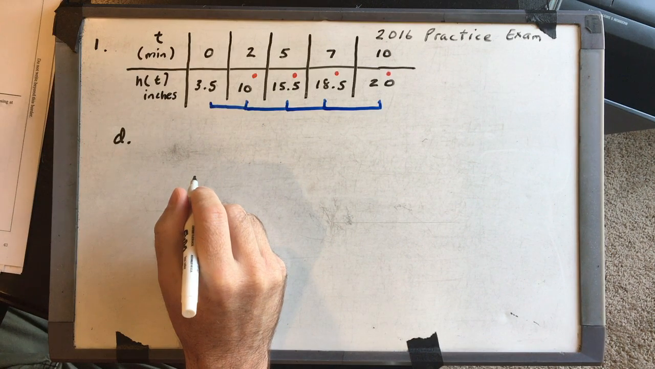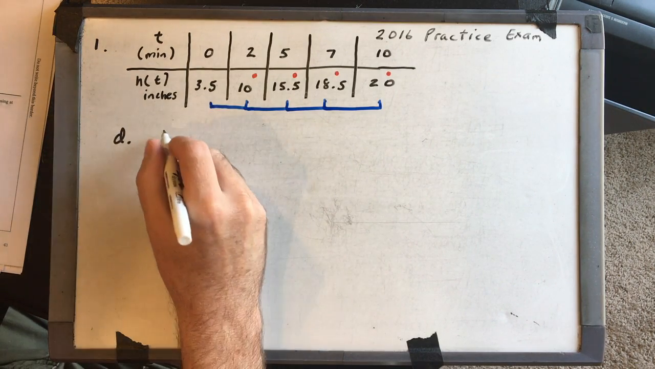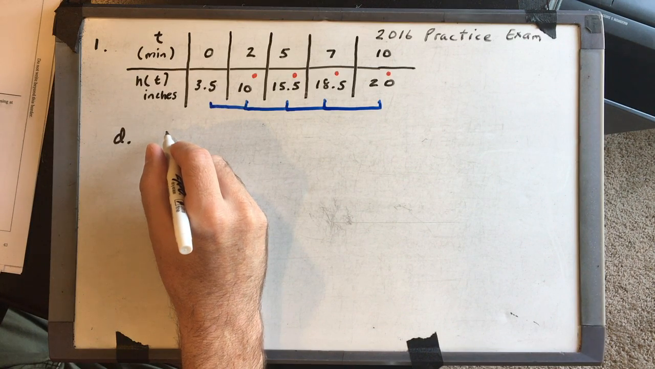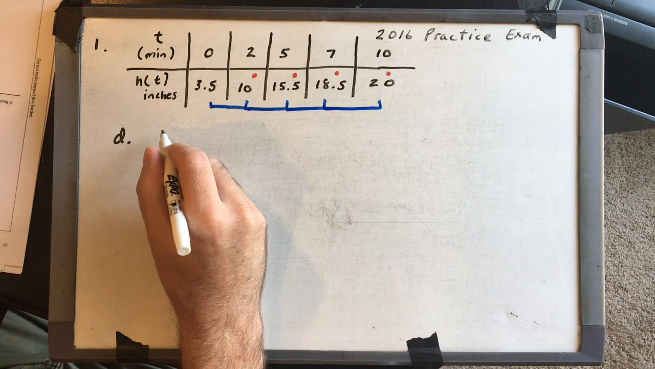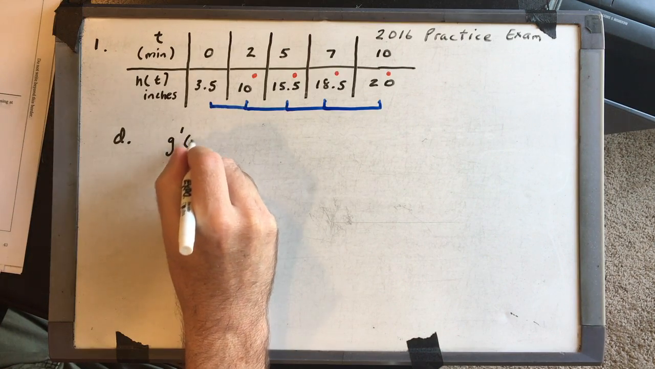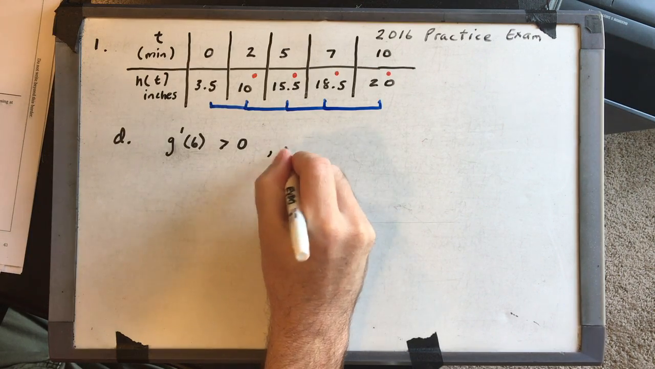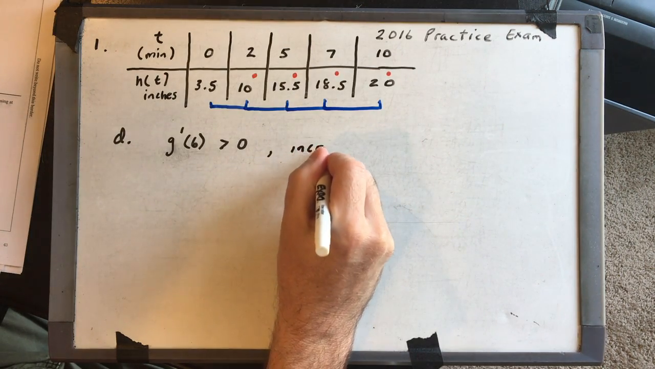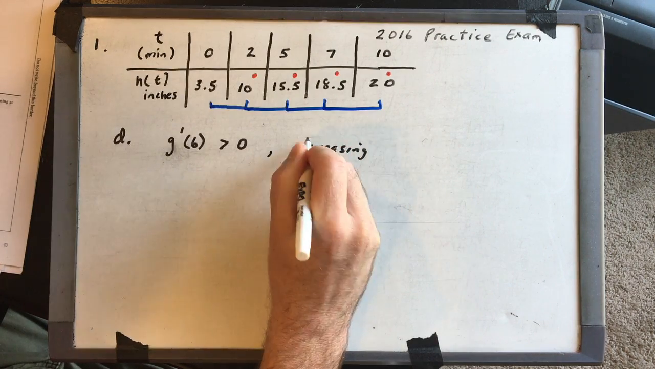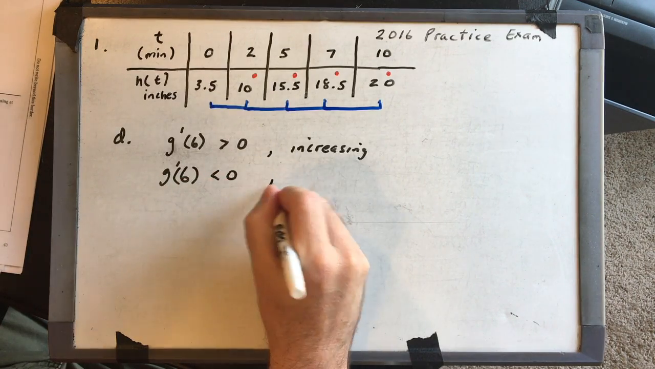All right, part D says, according to the model, is the depth of the water in tank B increasing or decreasing at t equals 6? Well, what you need to do is figure out, and this is tank B, is g prime of 6 greater than 0? If so, it's increasing. If it's less than 0, then it's decreasing.